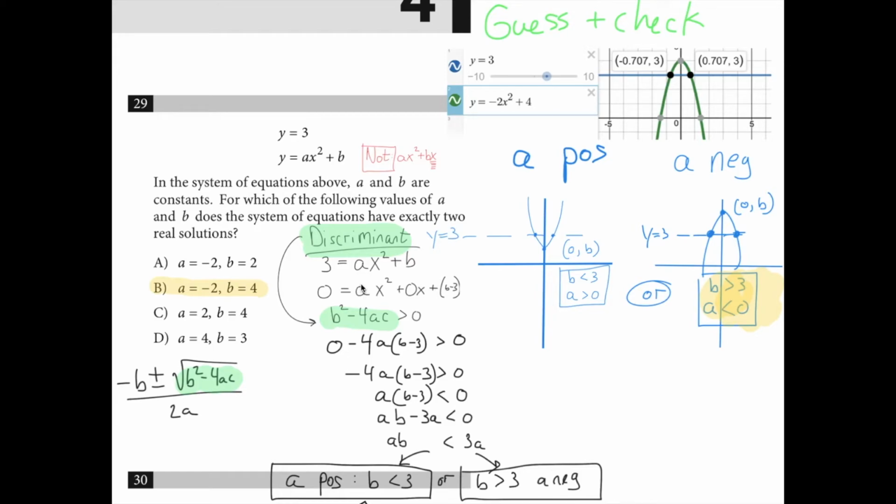I think an easier way to do it, maybe the easiest way to do this, is to guess and check. You've only got 4 options. Depending on how quickly you can plug them into your calculator, it might be a good way to do it.